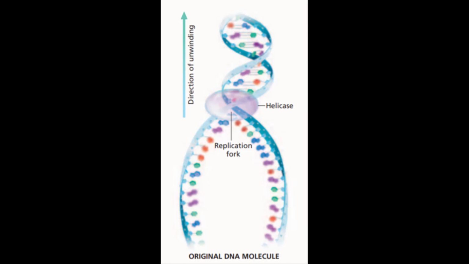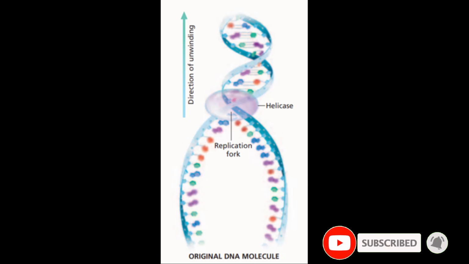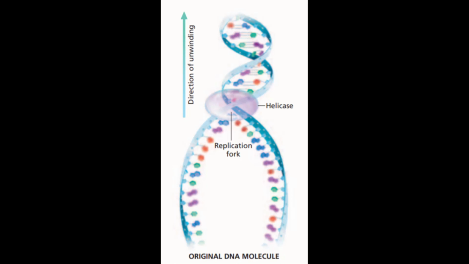So the first step in DNA replication is to separate the two strands. This unzipping is done by an enzyme called helicase. Helicases move along the DNA molecule, breaking the hydrogen bonds between the complementary nitrogenous bases. This action allows the two strands of the double helix to separate from each other. The Y-shaped region that results when the two strands separate is called a replication fork.